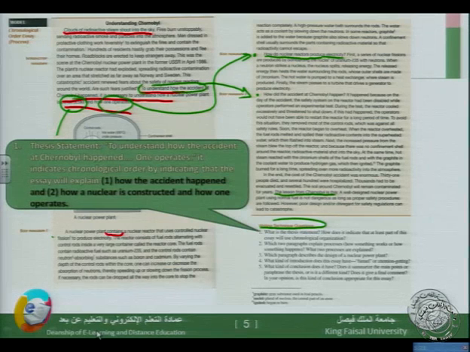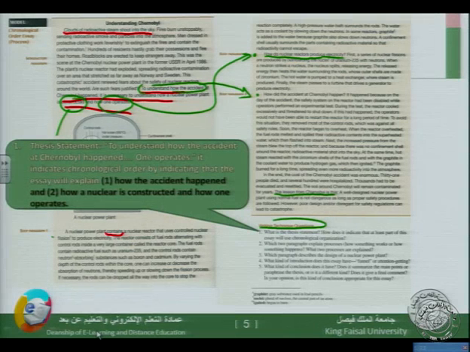You can read it now. It says, to understand how the accident at Chernobyl happened, it is necessary to understand how a nuclear power plant is constructed and how it operates. So that was our thesis statement. Okay, and as you can see here, the thesis statement indicates a chronological order by indicating that the essay will explain first how the accident happened and how a nuclear plant is constructed and how it operates. So that was a chronological order, step by step. This is what we call chronological order.